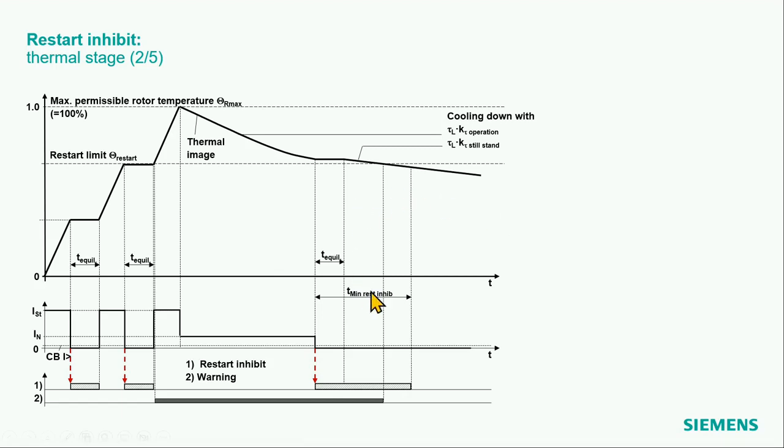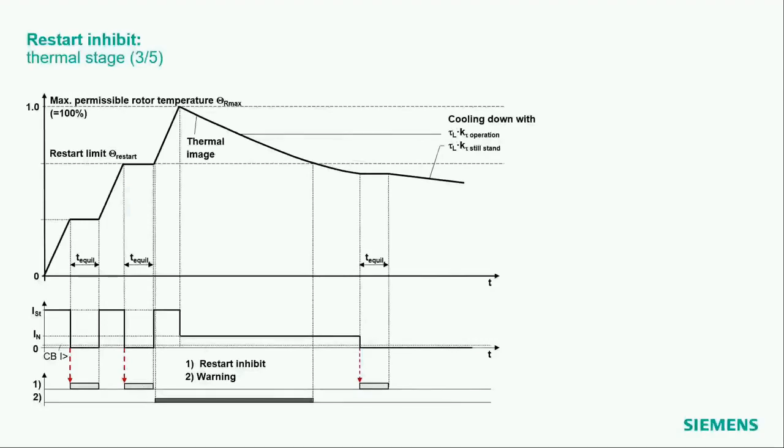And now you see in that case, this restart inhibit minimum timer is longer than the time we need to cross this temperature again. So then this one wins. And yeah, this is then the time where the motor cannot be started, because this minimum timer here is now longer. And you see the warning signal disappears exactly when we cross this line here and the temperature is then again lower than the restart limit temperature.